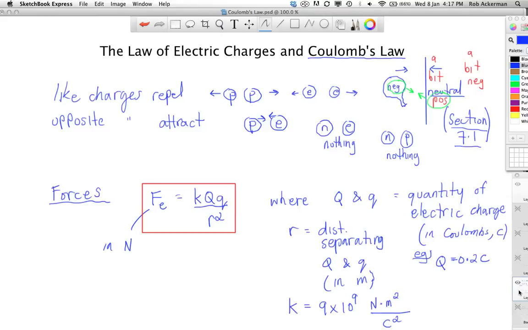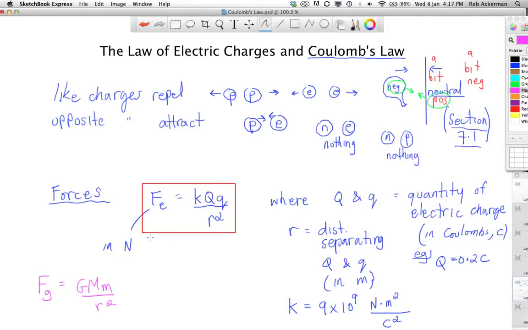Actually, before I do that, let me just point out one thing. I did tell you before I wrote this down that you've seen something like it before, and I should actually follow up on that. What have you seen that looks like this? Remember this not too long ago? Newton's universal law of gravitation. Surprisingly, these two have the exact same mathematical form.